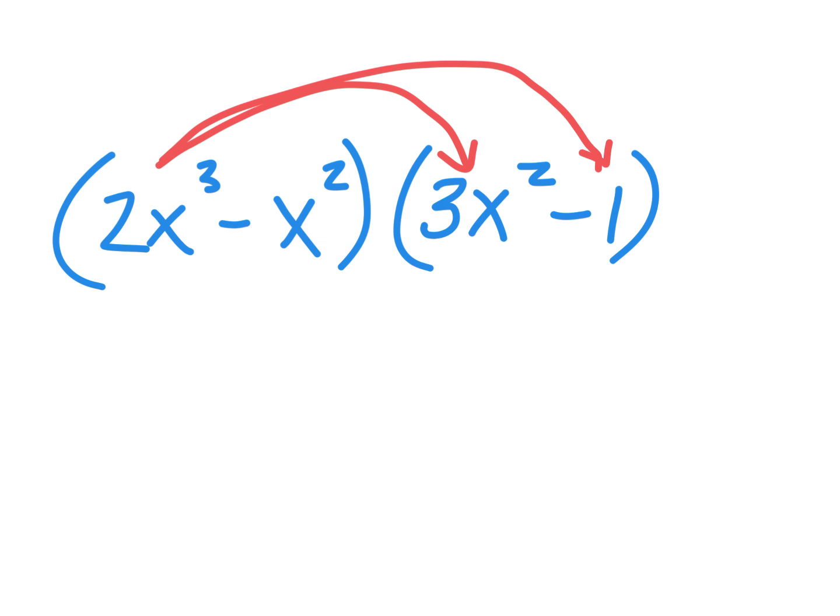I'll pause while you finish that off. Okay, this one should have been 6x to the fifth to start with. And then this part would be minus. Anytime you multiply by -1, you just take the thing you had and make it negative.